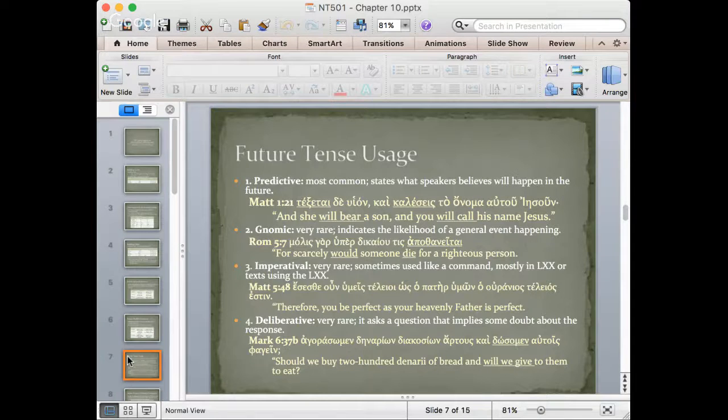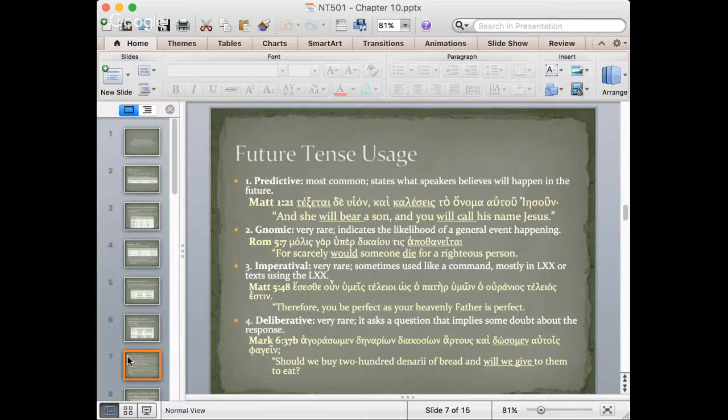One of these is the gnomic future, which is very rare and indicates the likelihood of a general event happening. Paul uses it in Romans: scarcely would someone die for a righteous person. Somebody could in the future die, and so he's talking about the possibility of that happening.